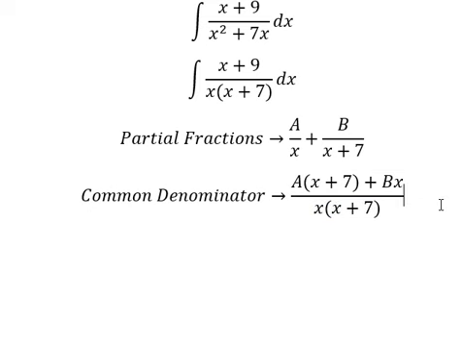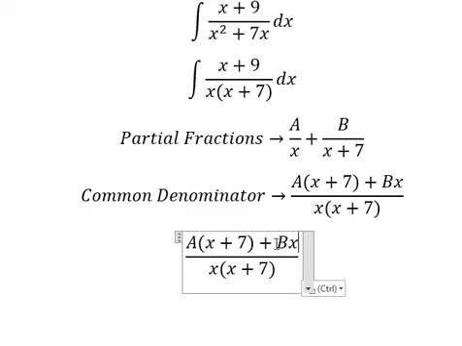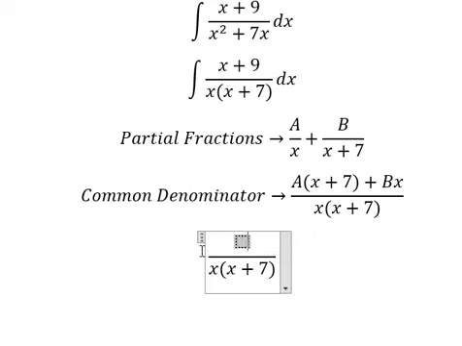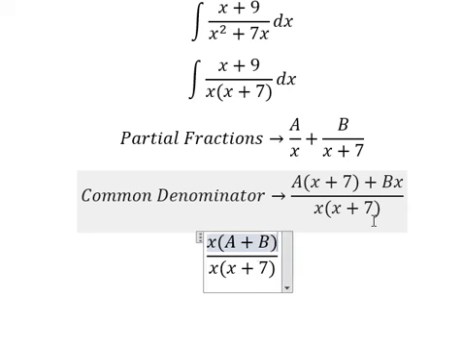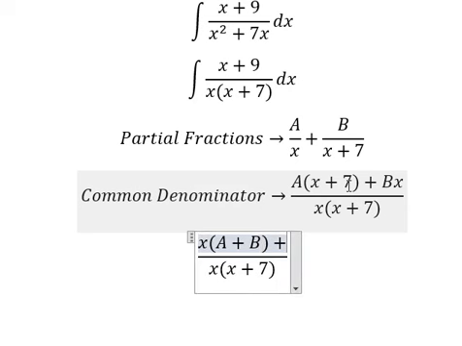Next, we need to arrange based on the terms of x. For x, we have A plus B. For the numbers, we have 7 multiplied by A.